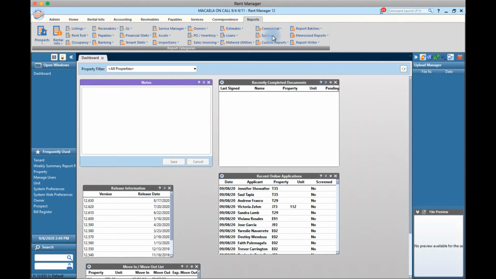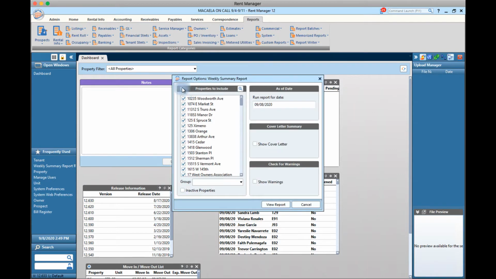Under the report section, we're going to go to custom reports and then the weekly summary report. I am just going to do this for Cedar Crest. I'm going to run it for today, and they also have a really awesome check for warnings. I would recommend doing this when you're first getting acclimated to understanding and correcting the report.